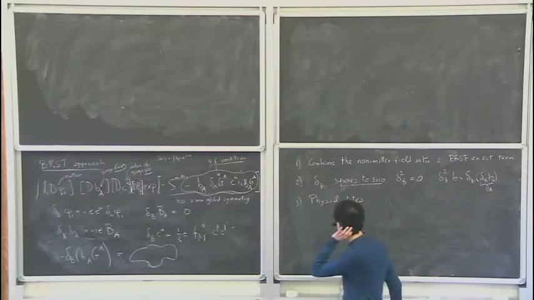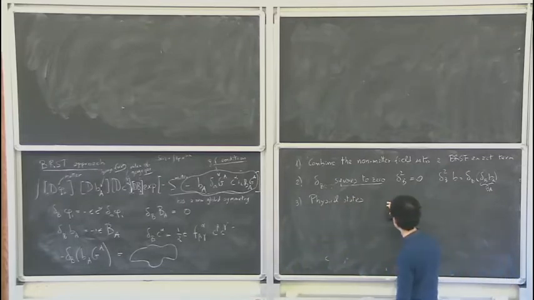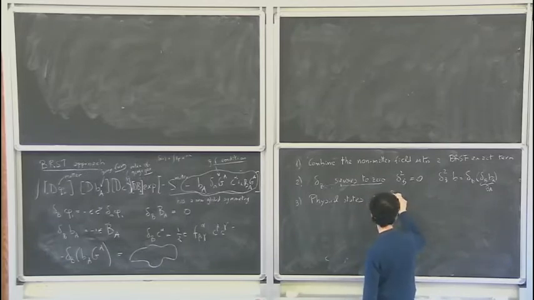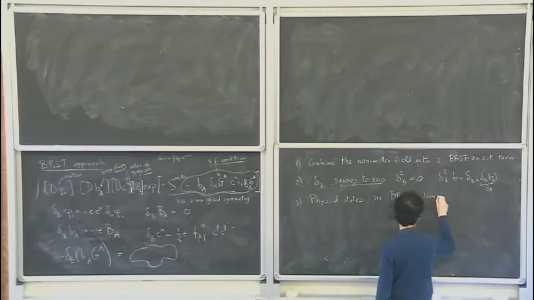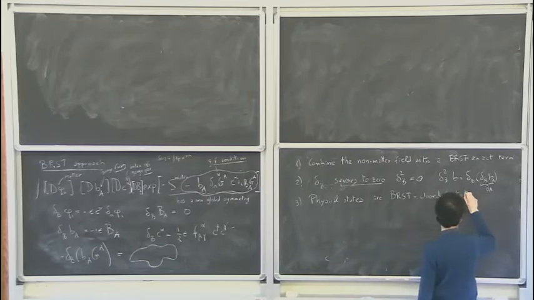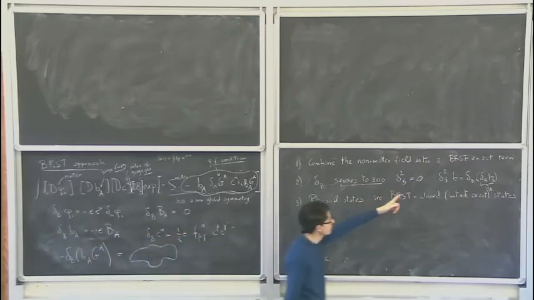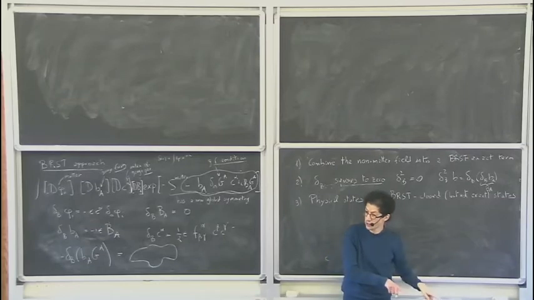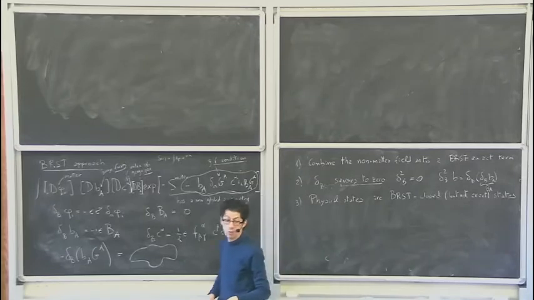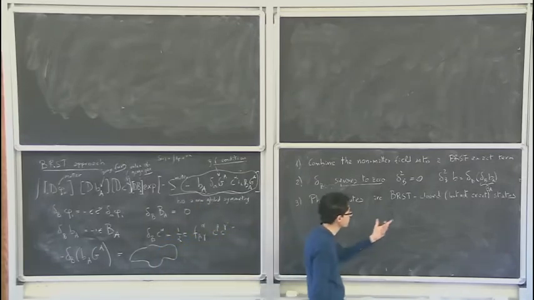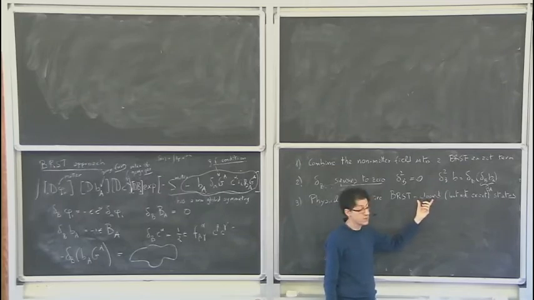Now, ingredient number three of the construction is addressing the question that I mentioned. What are the physical states? The physical state, let me first say it in jargon and then we explain what it means. So the physical states are the BRST closed, but not BRST exact objects. What does it mean? BRST closed means that if you take the BRST variation of your state, you get zero.